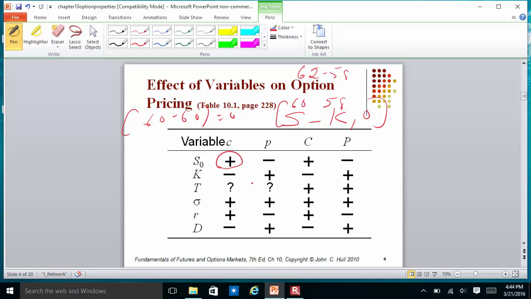The next one is the time, and what we are saying here is that let's compare two options, one which expires in June and the other which expires in July. The one that expires in July can do all that the one that expires in June can do, but we also have one more month left. Because of that you have more flexibility, and chances are perhaps you can make more money from the option. So the longer the time, the higher would typically be the call premium.